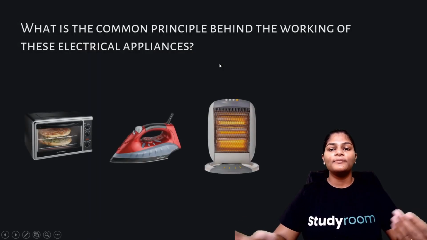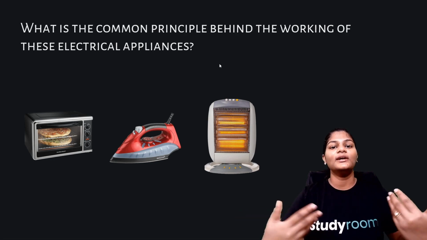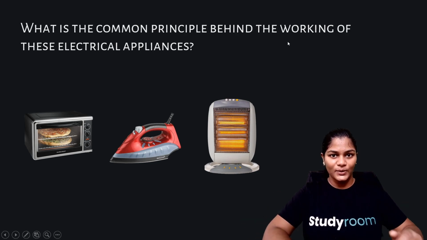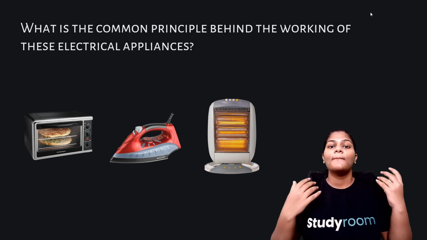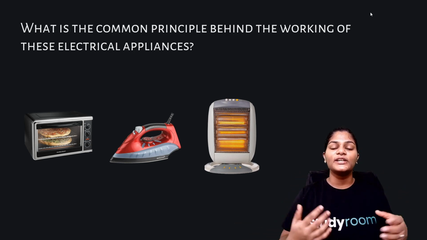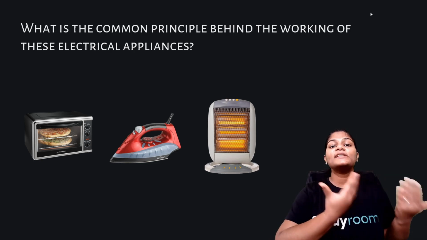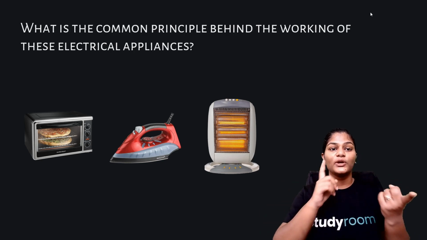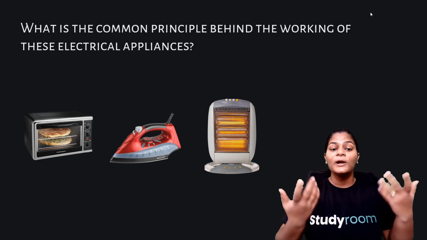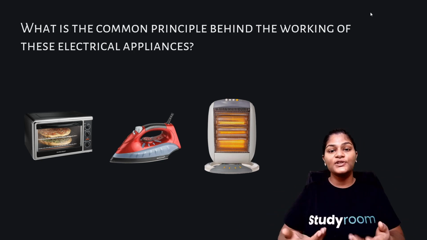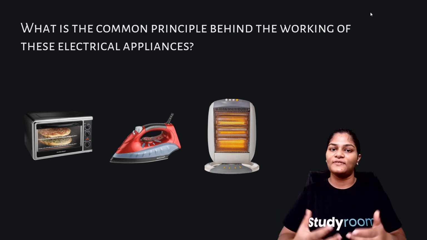Now, what is the common principle of working behind these electric appliances? It is actually the heating effect of current. Okay. So in all these appliances, they are just purely resistors that are connected to the circuit, so that all the energy that is used by the battery is used up in producing heat, like your oven which you use to bake stuff, or your microwave which you use to heat stuff, or your press, or your iron, and your heater. So all of these appliances use the principle of heating effect of current.